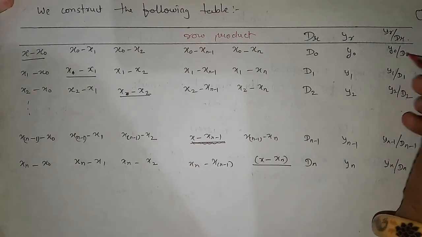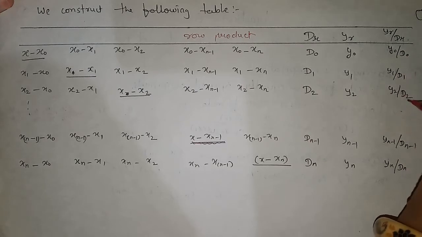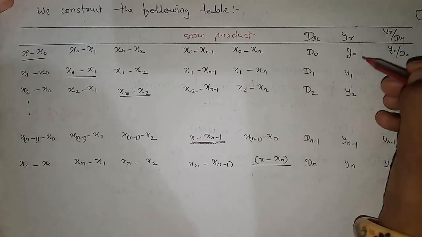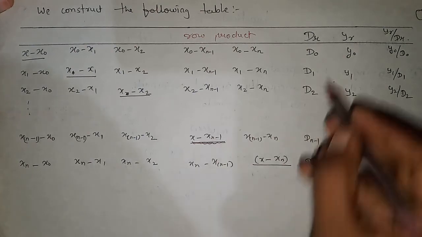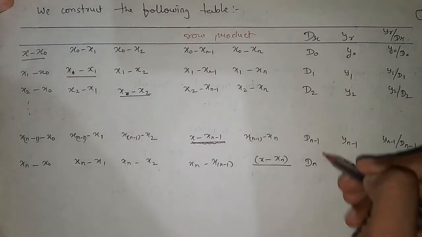So this is nothing but y0 upon d0, y1 upon d1, y2 upon d2, and so on. And y0, y1 are already given in the question. So what is left to calculate? That is dr. So we have to calculate d0, d1, d2, dn.